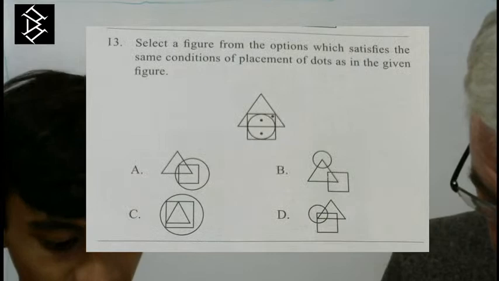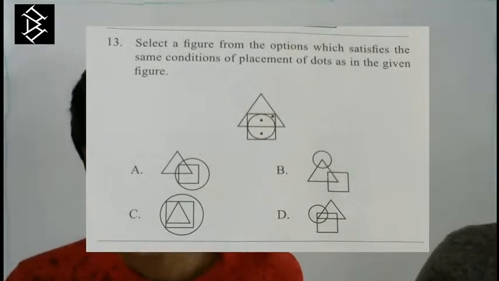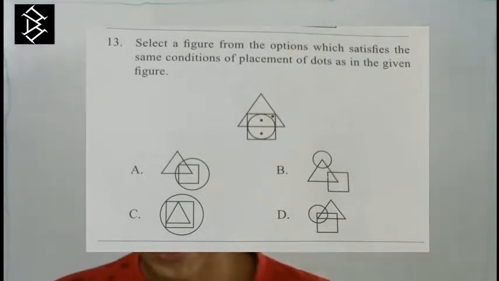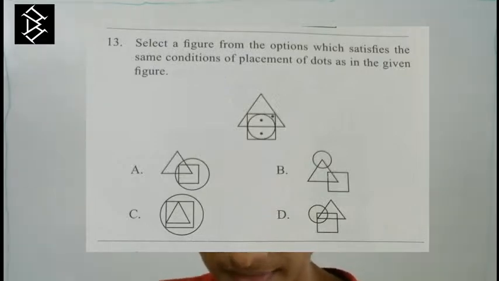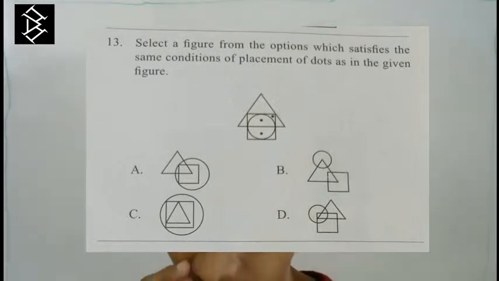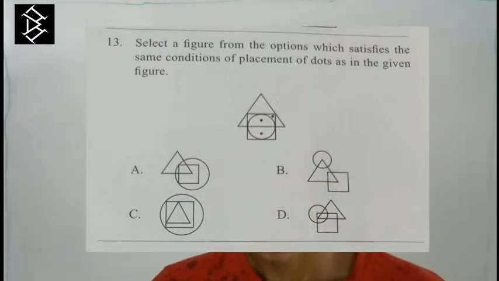Right, next one. You're good at explaining. Next one. Select a figure from the options which satisfies the same condition of placement of dot as in the given figure. So first of all, we'll see that there are 3 dots. One is in all 3. One is only in square and triangle, and one is only in circle and square. So we have to satisfy that condition from our options. So you can try it for yourself first.